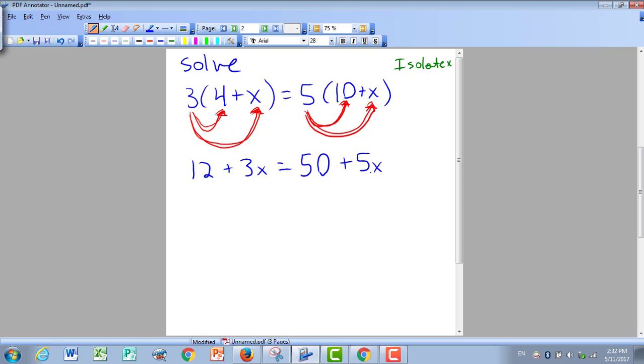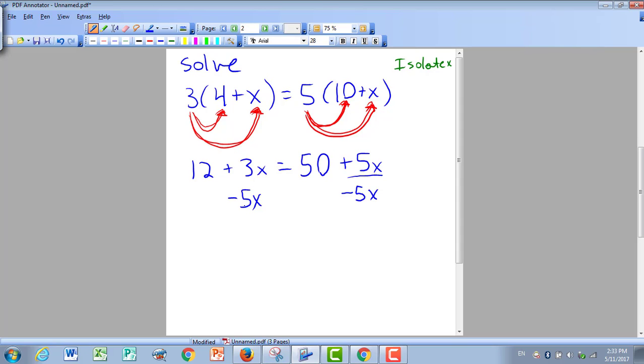So now, again, we're trying to isolate the x. We have x's on the left and on the right. You've got to get them to one side. I always like to have x's on the left, it's just a personal thing, so I'm going to move my x's to the left. I'm going to get rid of this 5x here. Subtract 5x from both sides.